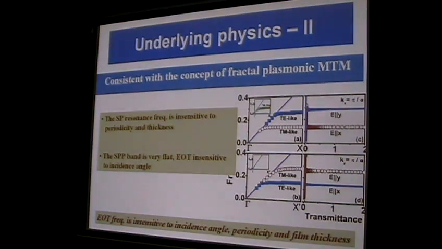Actually, because we have a surface plasmon band like this, and we also have Bragg scattering like this, when a plane wave comes in, it can couple to this surface plasmon. And this surface plasmon can help us to perfectly transmit the EM wave from one side to the other.